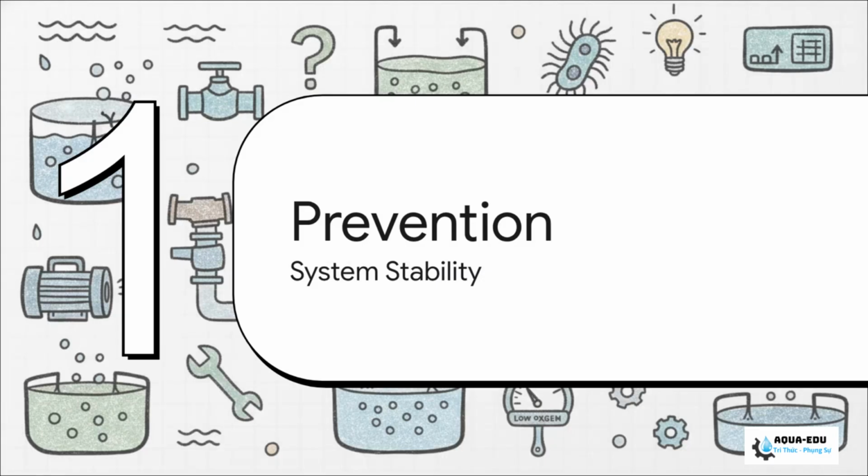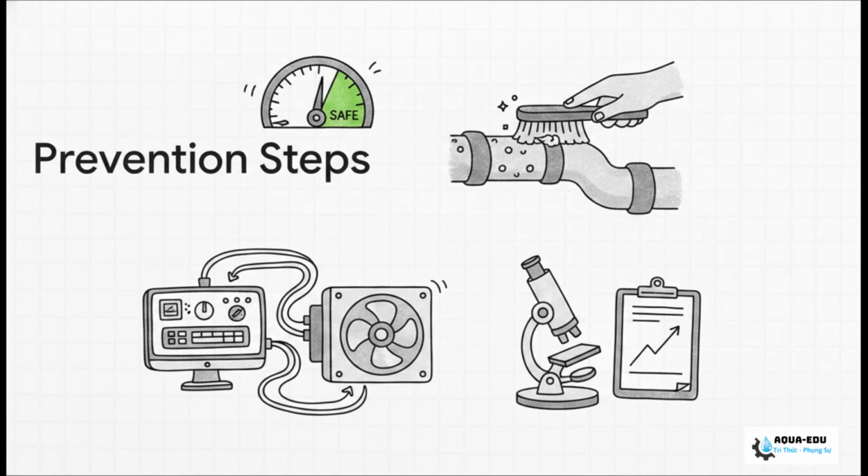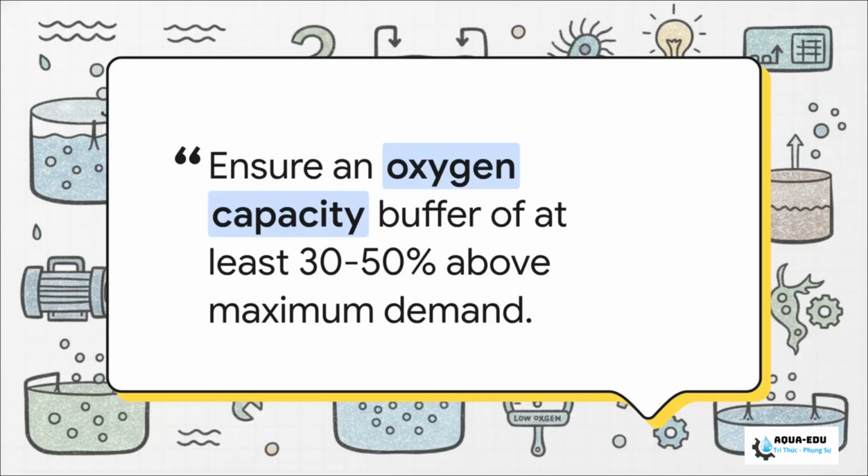Finally, Part 6, Prevention and System Stability. Surviving the crisis is great, but true pros make sure it never happens again. We prevent this by keeping our standard operating DOs strictly between 2 and 4 milligrams per liter. You need at least 2 to 3 for active nitrification anyway. Get on a schedule to clean those diffusers every 3 to 6 months. Properly maintain your automated DO controls and have the lab run regular oxygen uptake rate tests. You want to anticipate what the system needs way before it turns into a 3 a.m. emergency.